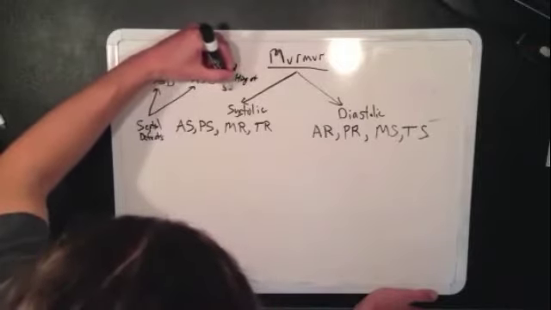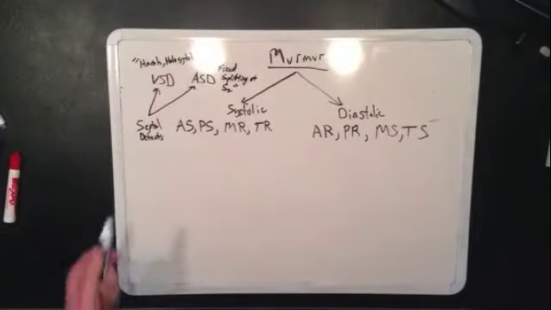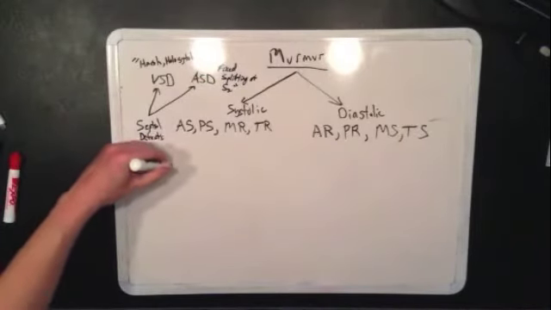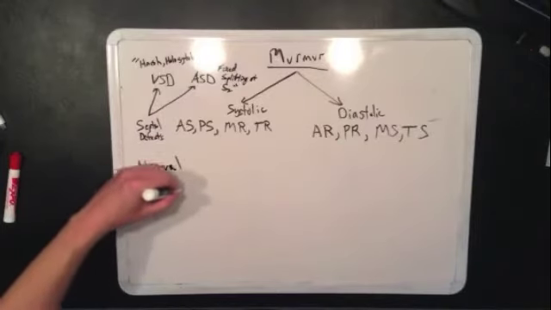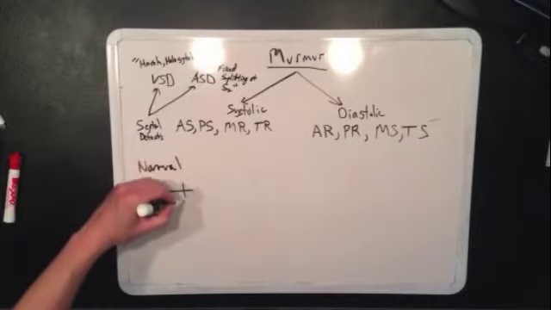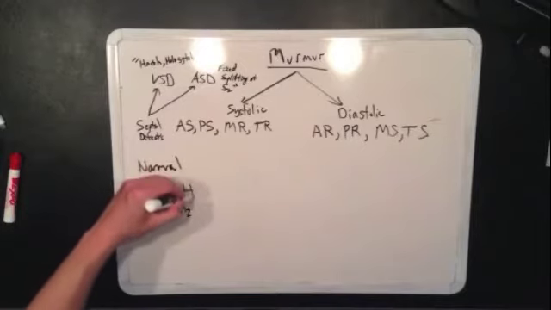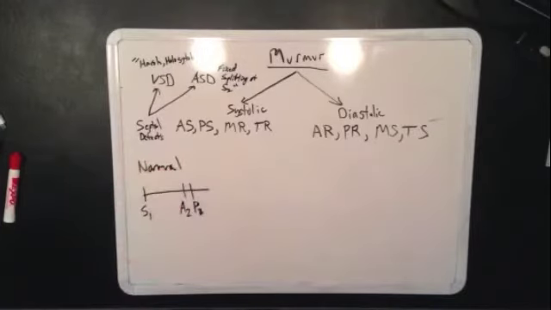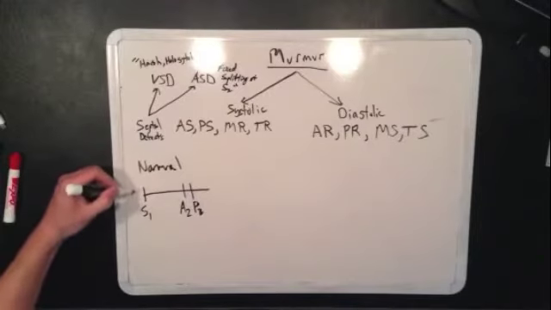Of S2. Okay, so let's think that through. Why do we have fixed splitting of the S2? So normally, this is normal. You have an S1, and then your aortic valve closes first. That's your A2, and shortly after your P2. That's when your pulmonic valve closes. So this is during inspiration.